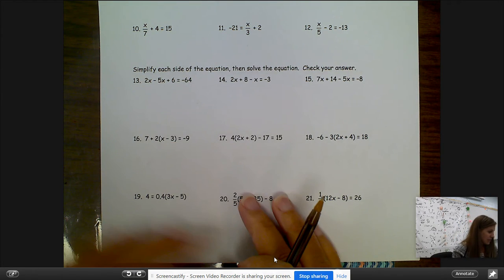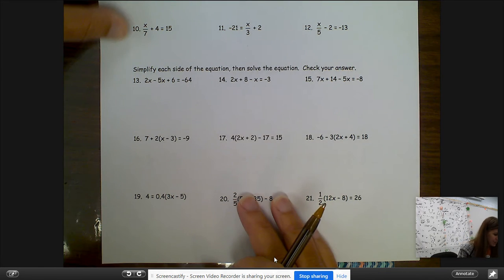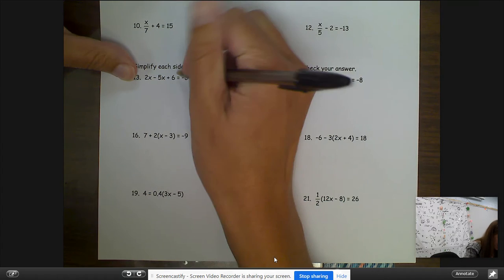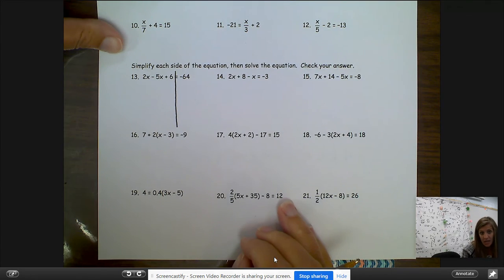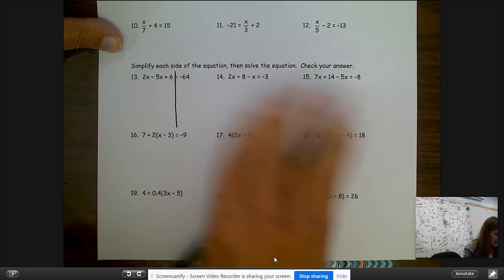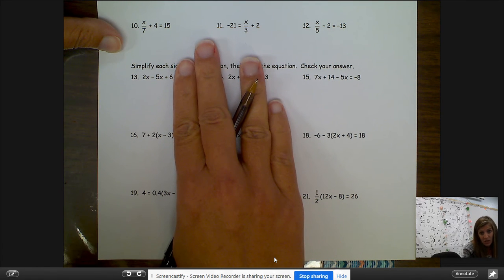Okay, so if we take a look at number 13, whenever I'm solving for x, I like to find my equal sign and put in my sides. And then because I might have to simplify, I want to look at each side on its own. So if I take a look at the left-hand side, I notice that I have like terms, so I can combine those.